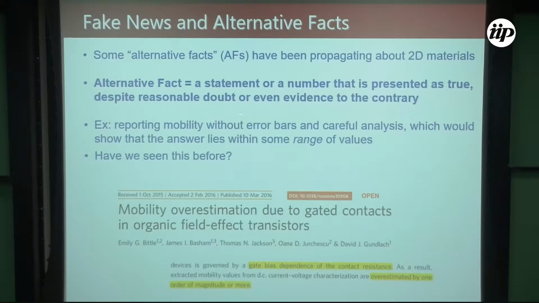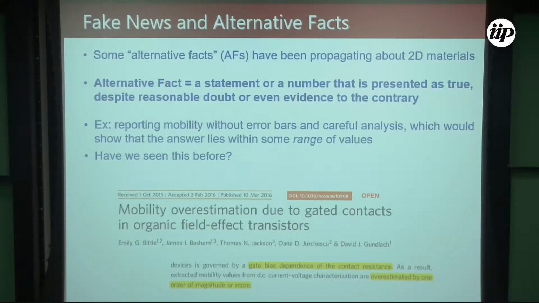My pet peeve is people who report mobility without reporting error bars, without telling you at what carrier density, at what kind of defect density, all kinds of things. And if you did that correctly, you would find out that actually the mobility is probably a range of values. It's probably not that number that exactly they said.